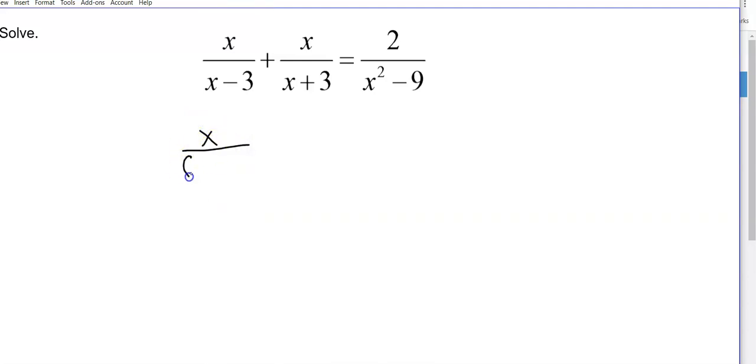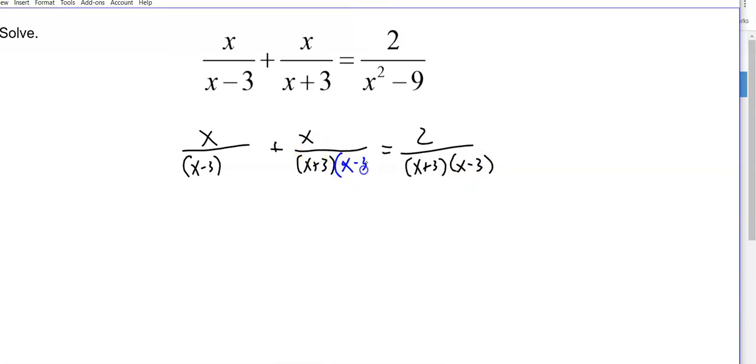So x over x minus 3 plus x over x plus 3 equals 2 over x plus 3, x minus 3. So this one is missing an x minus 3. So x minus 3, and multiply top and bottom. This one's missing an x plus 3. So multiply x plus 3 top and bottom. So if you do this, now we have the same denominators.